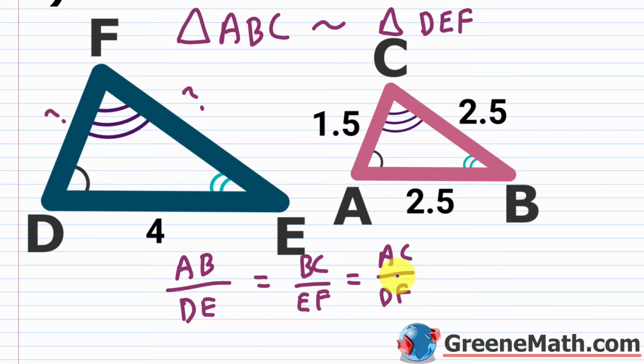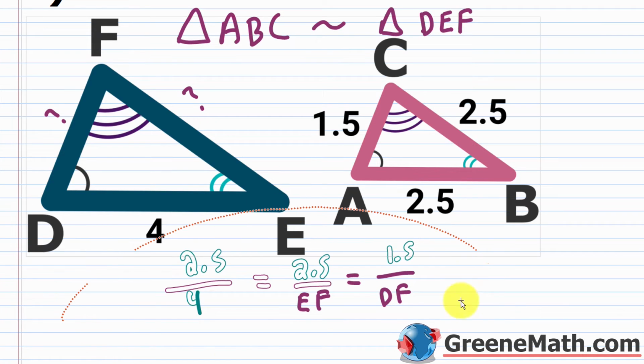Now, once you've set this up, just go through and plug in what you know, and then you can solve for what you don't know. The length of the side AB is 2.5, so let's put that in there. The length of the side DE is 4. The length of the side BC is 2.5. The length of the side EF is unknown, so we'll just leave that. The length of the side AC is 1.5, and the length of the side DF is unknown.